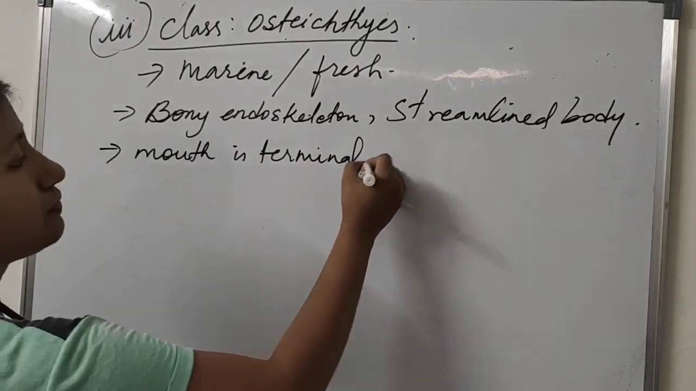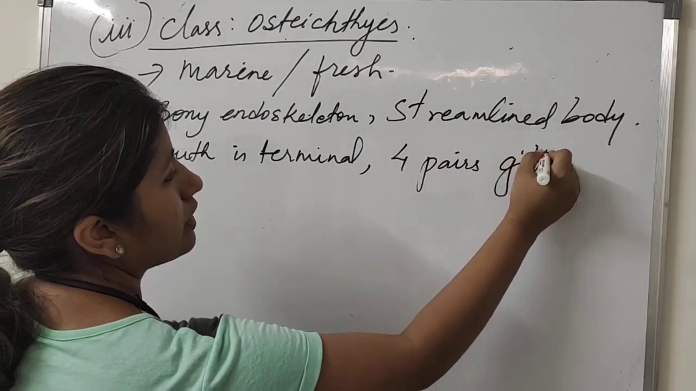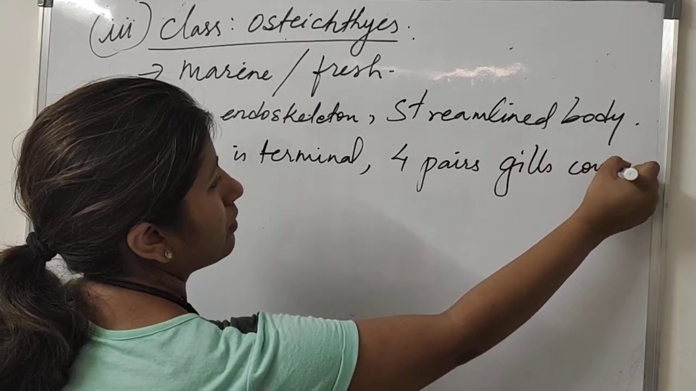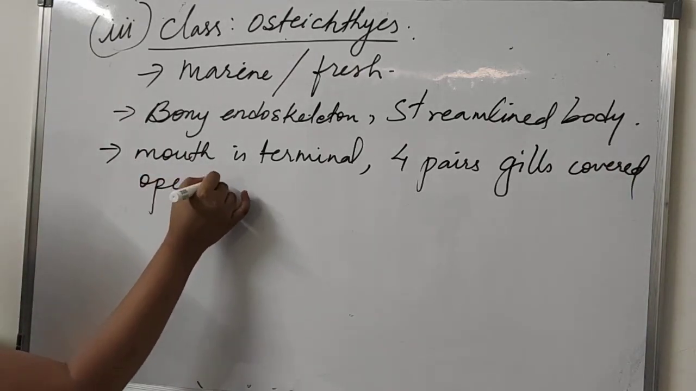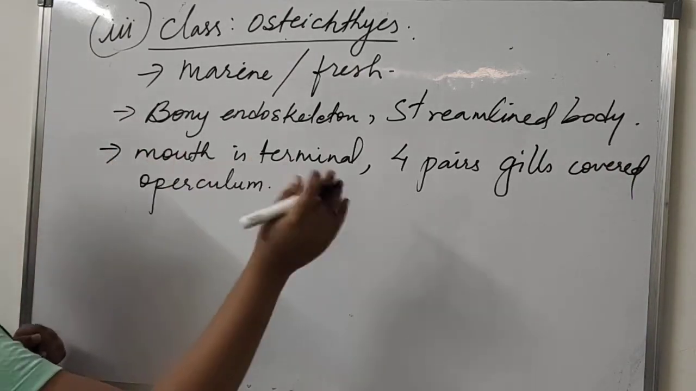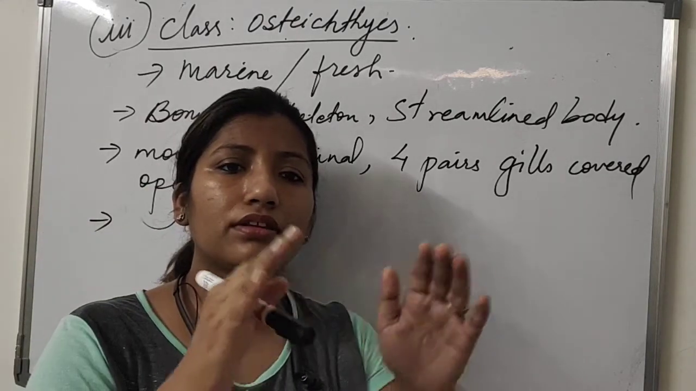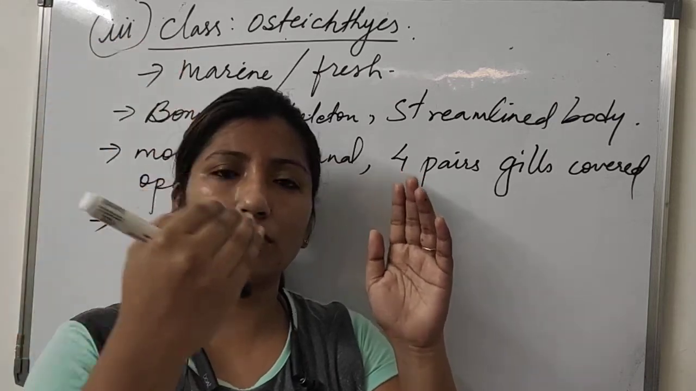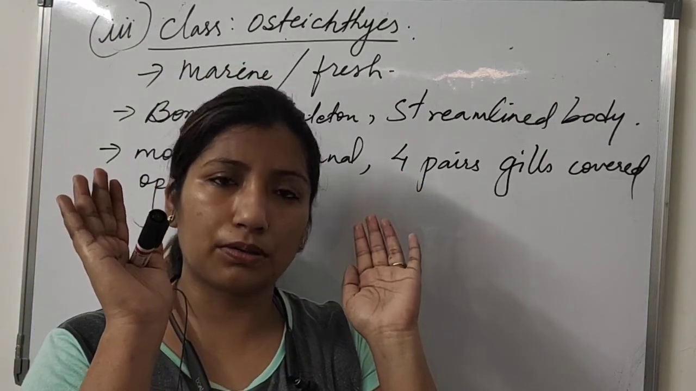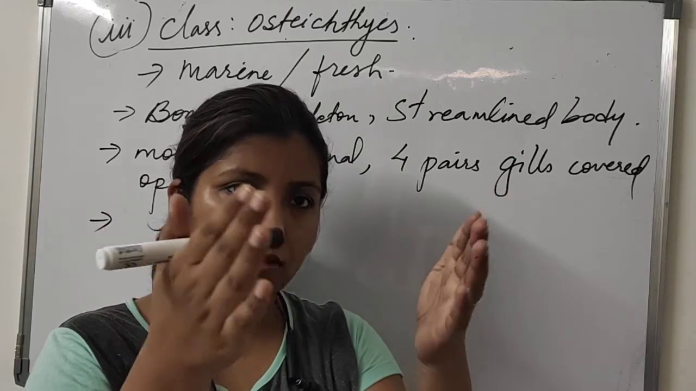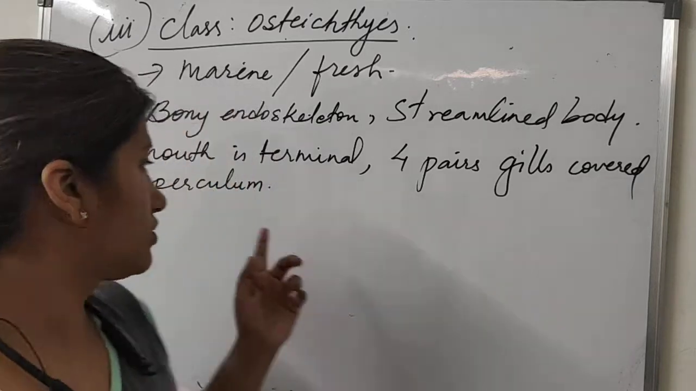Then they have 4 pairs of gills covered by operculum. Operculum is a cover which covers the gills. Because when they need to breathe, this operculum will open, so water will pass through these gills. And once the breathing in happens, the gills will close. So gills open and close, and that covering is known as operculum.